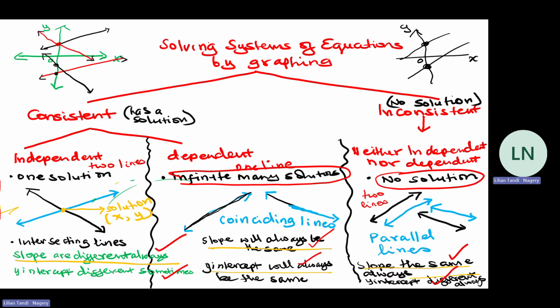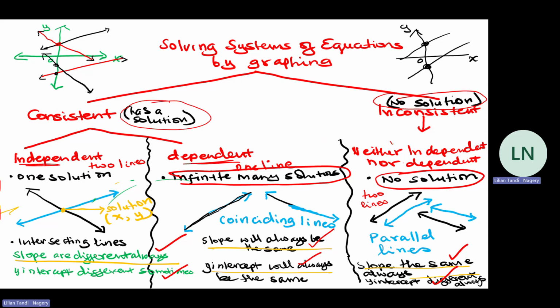So now here, when you're solving systems of equations by graphing, your answer can either be consistent or inconsistent. If your answer is consistent, it means you have a solution. If your answer is inconsistent, it means you have no solution. If you have no solution, it means you are neither independent nor dependent. If you have a solution, it means you're independent or dependent.